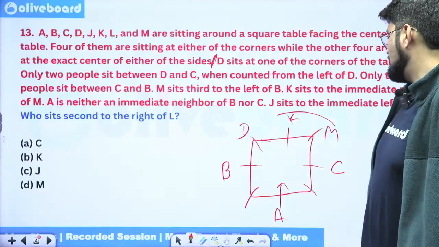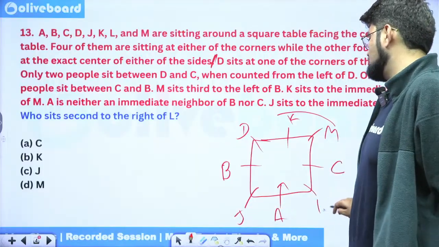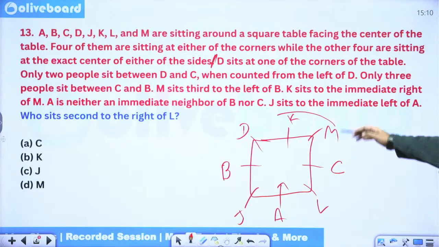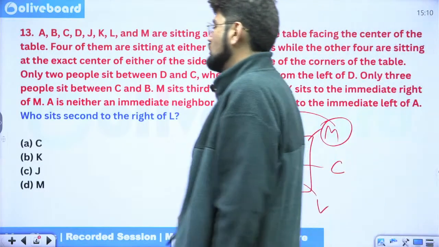And J is immediate left of A. So J is here. So L is here. They're asking us who is second to the right of L. Second to the right of L is M. Option D.